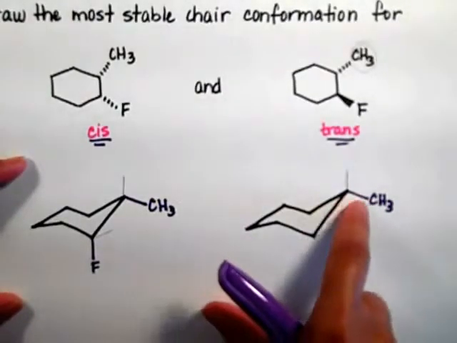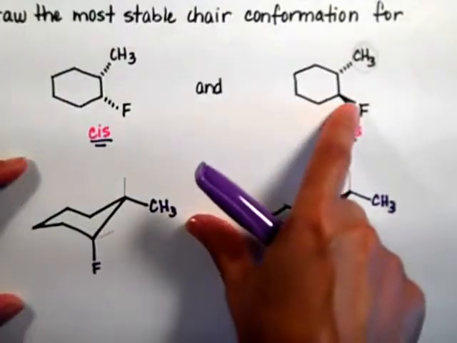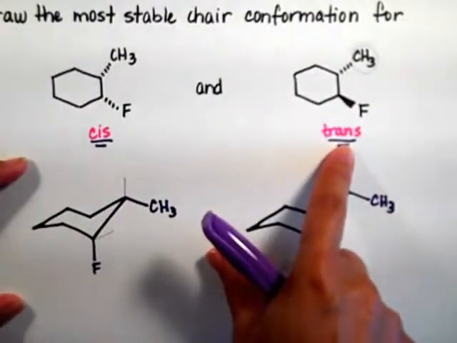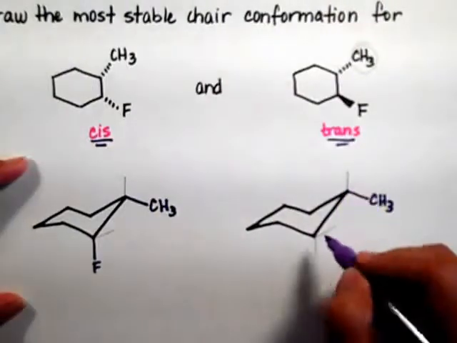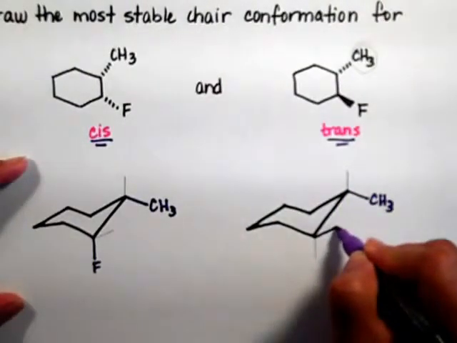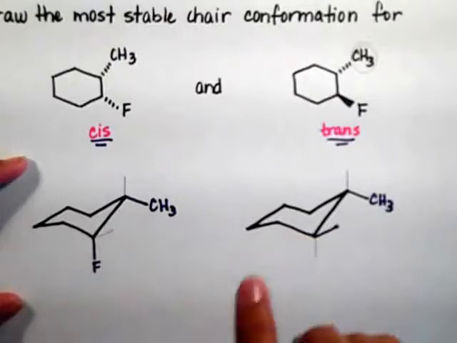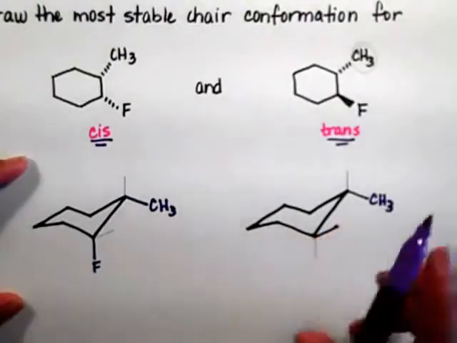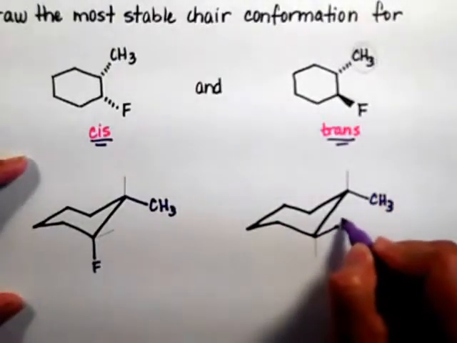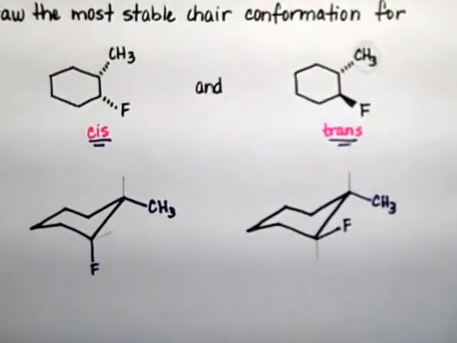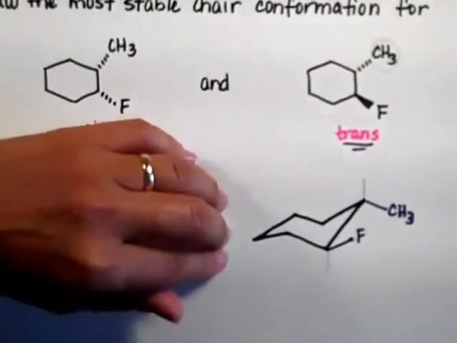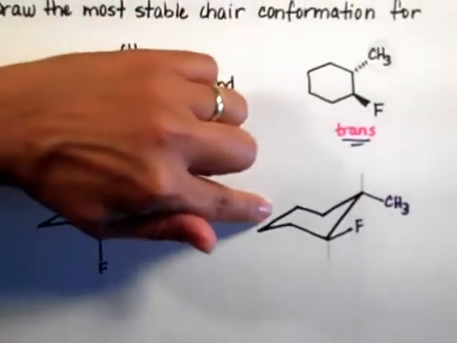What I need to think is down. And I need to put the fluorine trans to the methyl. So if the methyl is down, that fluorine needs to be going up. So I come to this carbon right here and I pick the up position, and as you can see, we got lucky. We got a second equatorial position. So this one right here is the most stable chair for the trans.